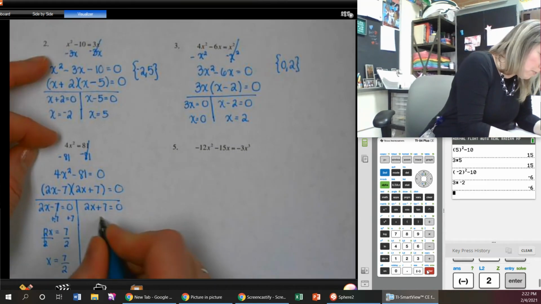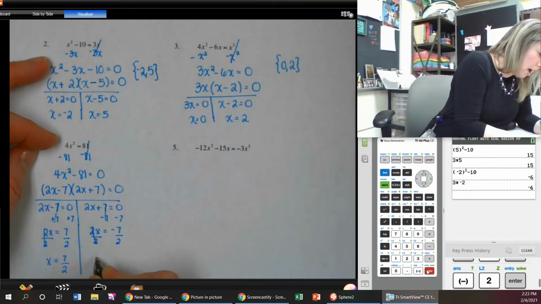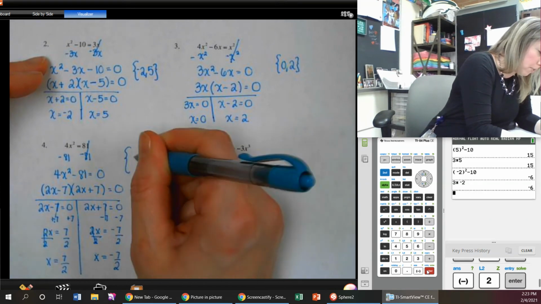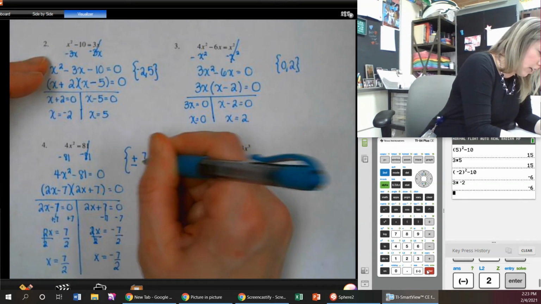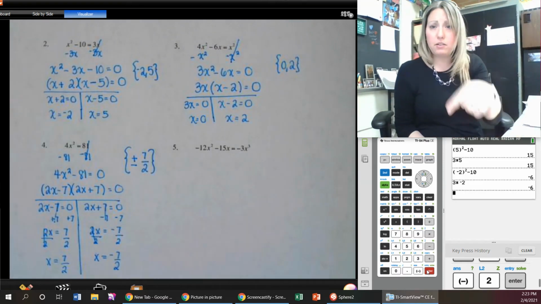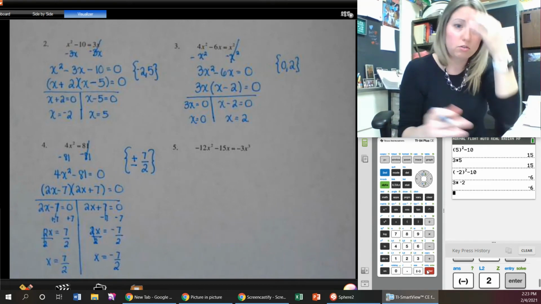Well, same thing's going to happen here, but what's the difference? It's going to be the opposite sign. So I've got a negative 7, and I still divide both sides by 2. I get x equals negative 7 halves. So I can represent that in my French curly braces with a plus and minus sign, 7 halves. That is two separate answers, positive 7 halves and negative 7 halves. Those are my two answers, okay?